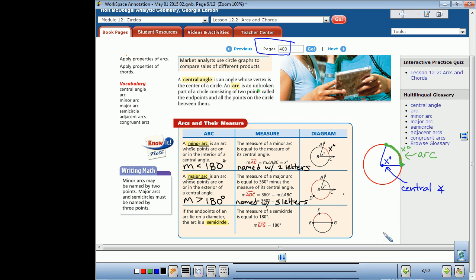All right, and then semicircle. You guys have known that word for a really long time. A semicircle is how many degrees? 180. It's exactly equal to 180 degrees. And so it's also named with 3 letters.